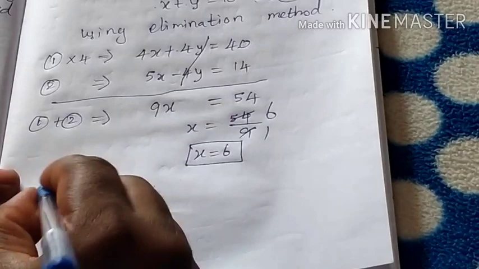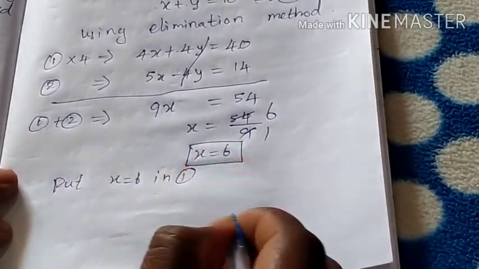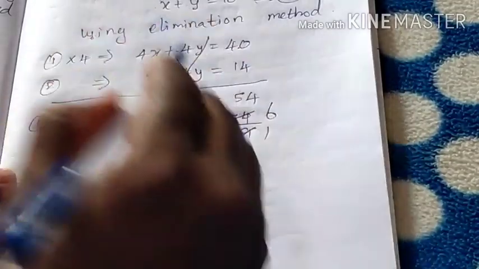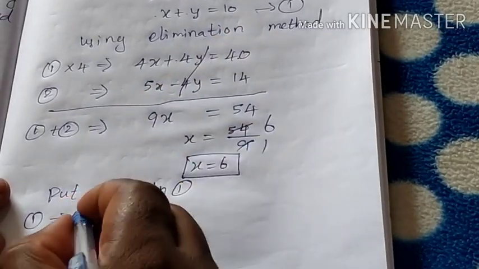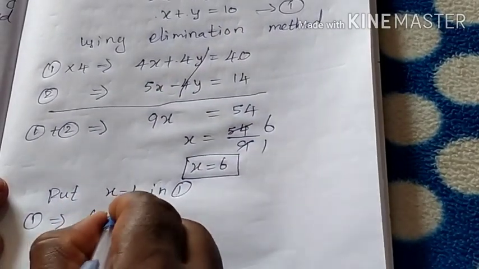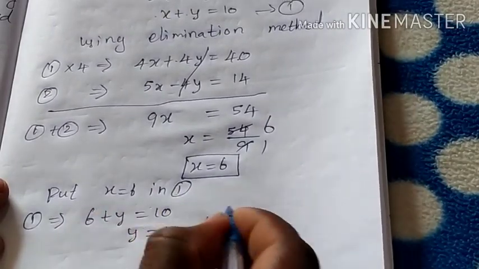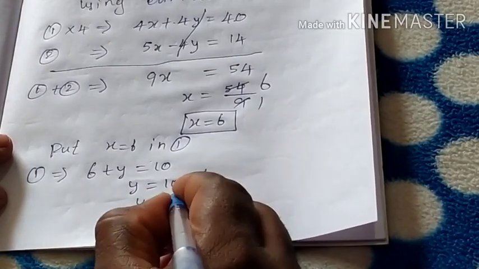Then put x is equal to 6 in 1 or 2. Now I select equation number 1. So the first equation is x plus y equal to 10. So x is now 6. 6 plus y equal to 10. y is equal to 10 minus 6, making the transposition, we get minus 6. Therefore y is equal to 10 minus 6, which is 4.